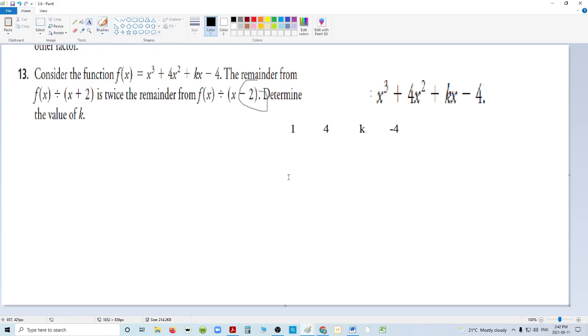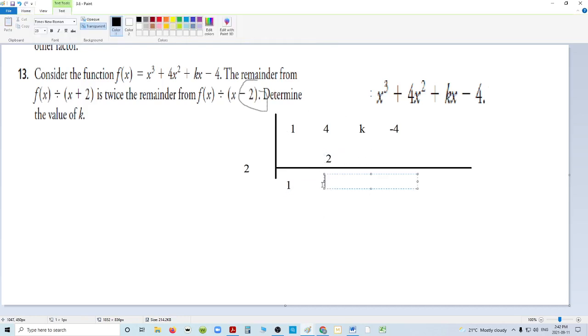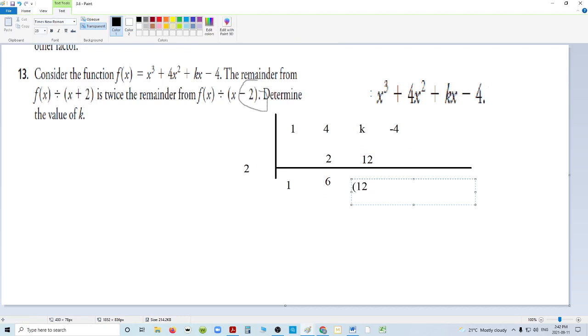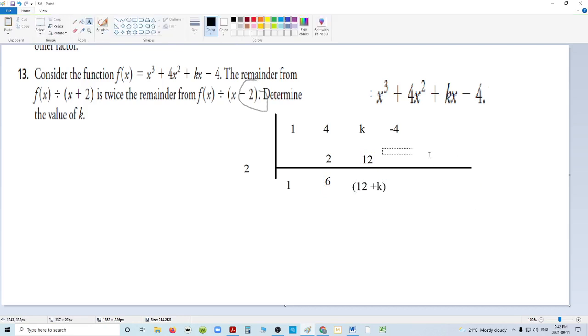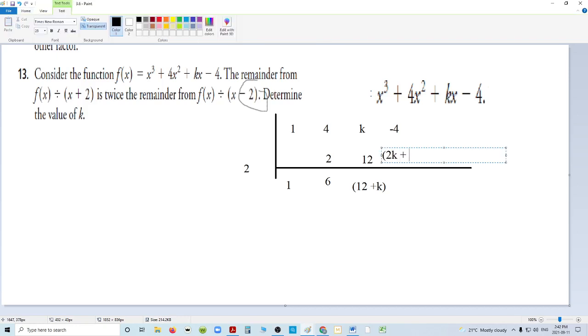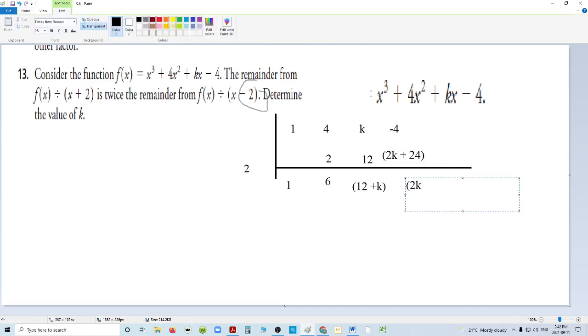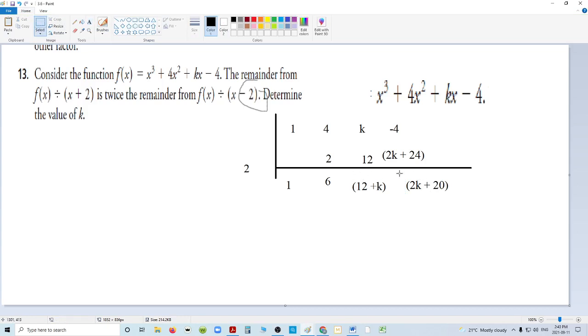Positive 2. So if I do that with positive 2, I bring down the 1. I get 2. Add it, 6. 12. So I get k plus 12, or 12 plus k. When I multiply it by 2, I get 2k plus 24. And when I add it to minus 4, I get a final result of 2k plus 20. That doesn't matter right now. Just keep that in mind as a result. 2k plus 20 is the remainder of this one.